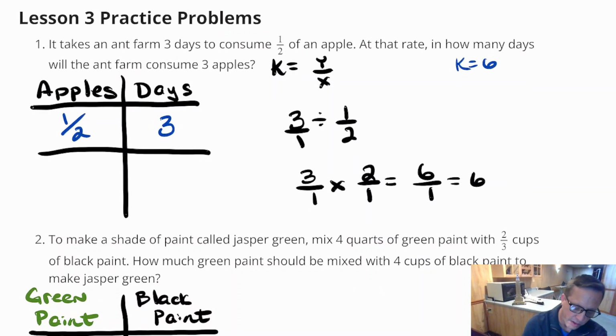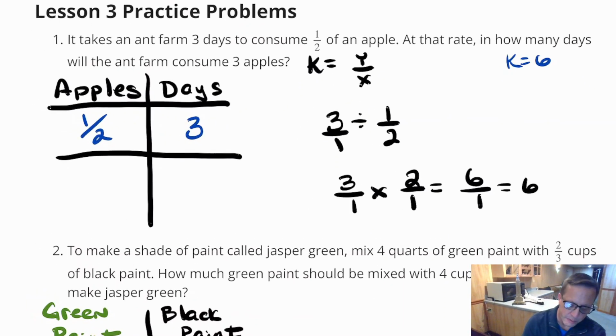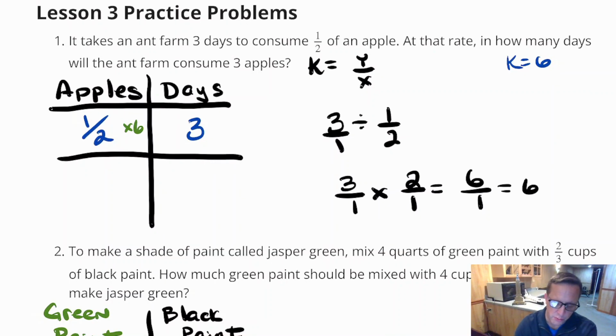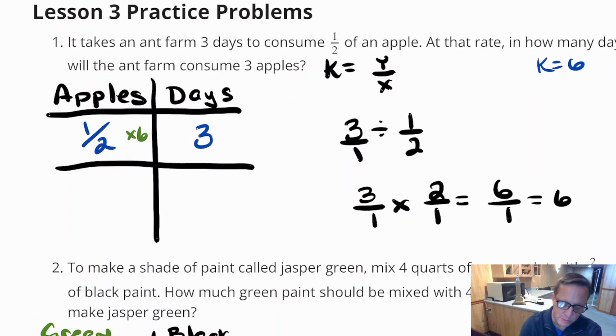In other words, you take the number of apples, and if you multiply that by 6, you're going to get the number of days. So the question is saying, in how many days will the ant farm consume 3 apples? I'm going to put the number 3 right there, and this is a simple process, just multiplying by 6. 3 times 6 is 18. So I'll take 18 days.